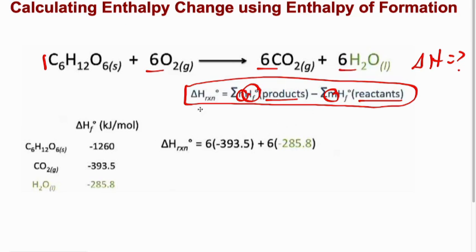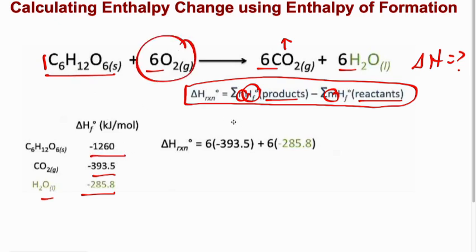So what do we do? It's products minus reactants. So I'm going to go to my table, and you will have a table in your data booklet. You're going to get the value for carbon dioxide, which is negative 393. For water, remember the water can be liquid or vapor. In this case, liquid water is negative 285. This guy is negative 1260.